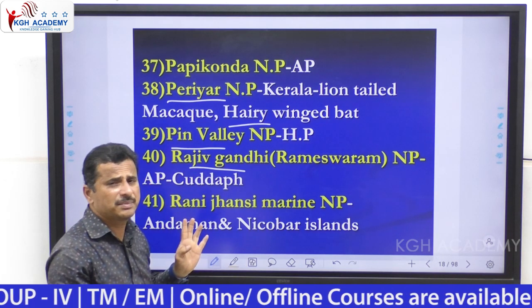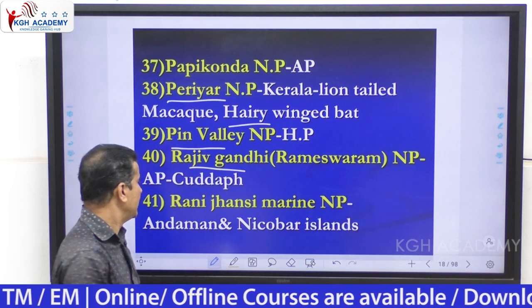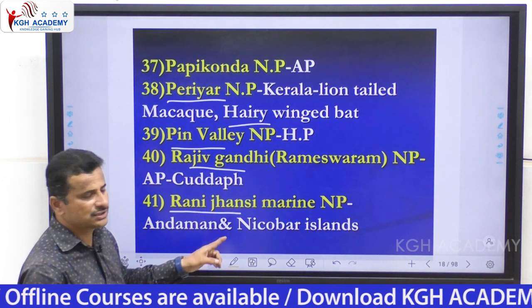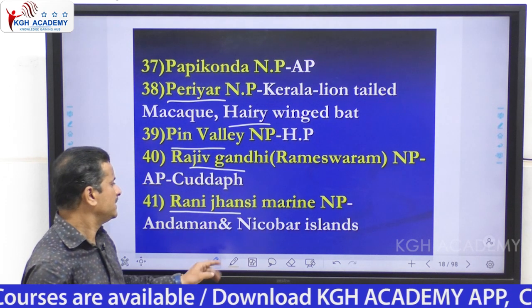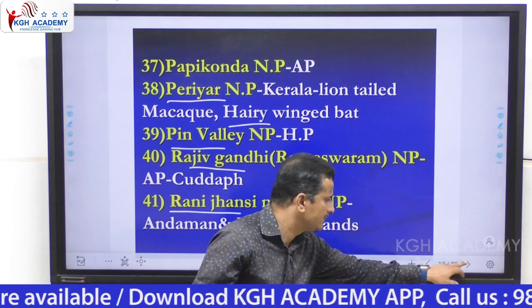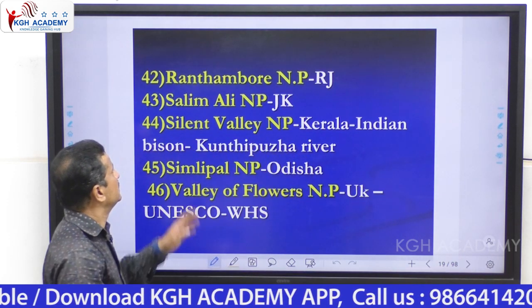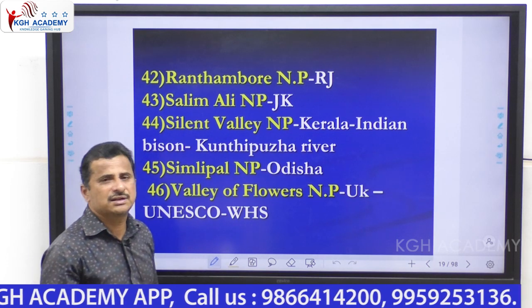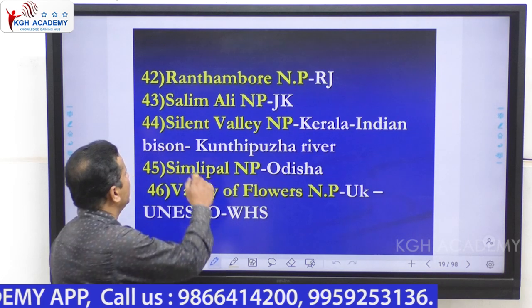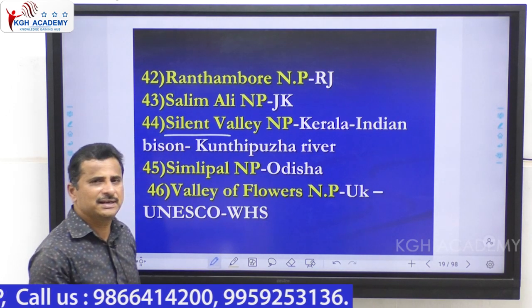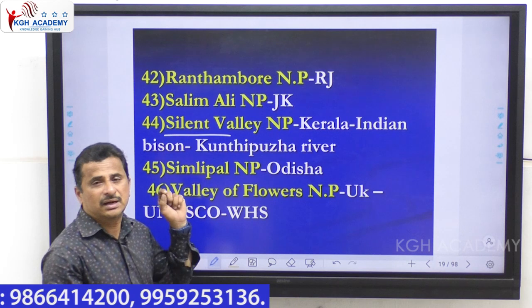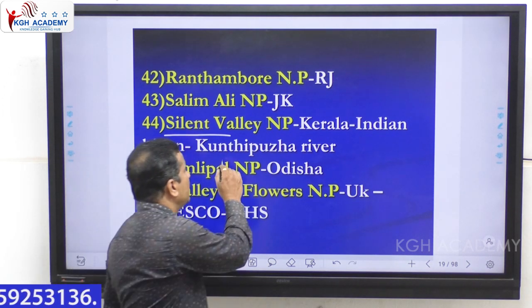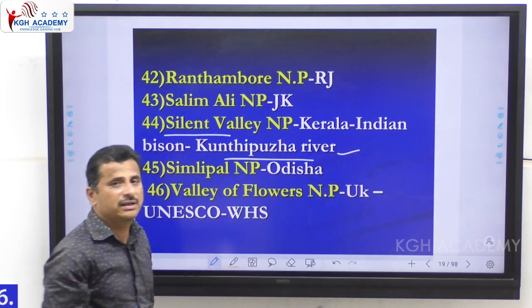This is Rajiv Gandhi National Park, present in Kadapa district. And next, Rani Jhansi Marine National Park, present in Andaman Nicobar Islands. Okay, and next, Ranthambore National Park, present in Rajasthan, and Salim Ali National Park, present in Jammu and Kashmir, and Silent Valley National Park, present in Kerala. This national park is very famous for Indian bison, and the Kuntipuzha river is also part of it.